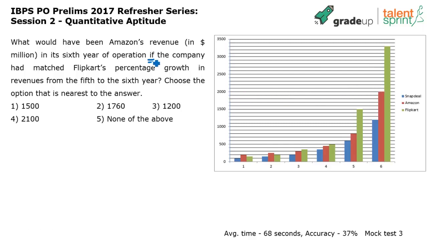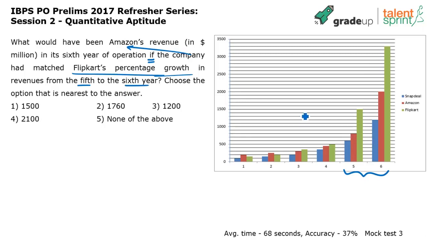But what will be the revenue if the company, which here refers to Amazon, had matched Flipkart's percentage growth in revenues from 5th to 6th year? Flipkart has seen some percentage growth from 5th year to 6th year. So if Amazon also gets the same percentage growth, then what will be the revenue of Amazon in the 6th year is the question.